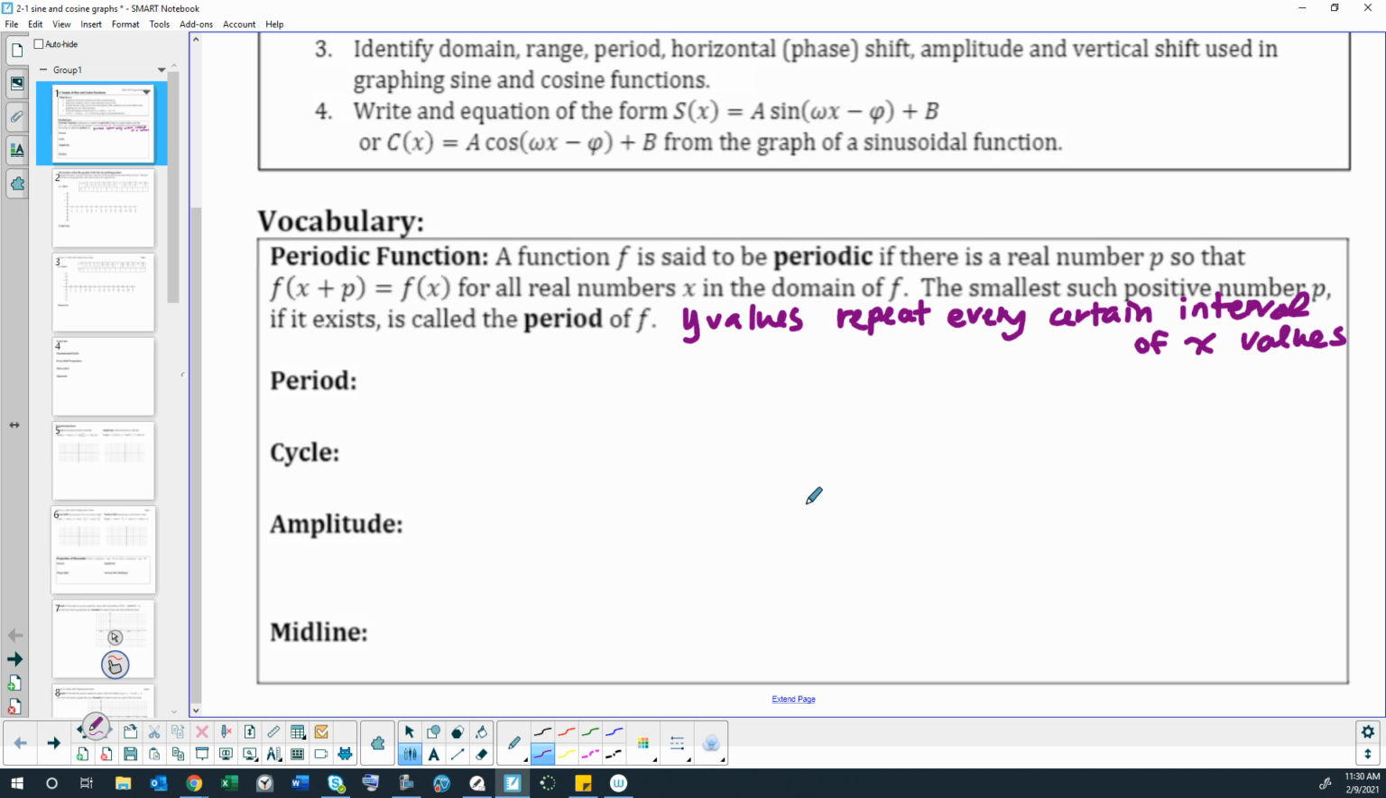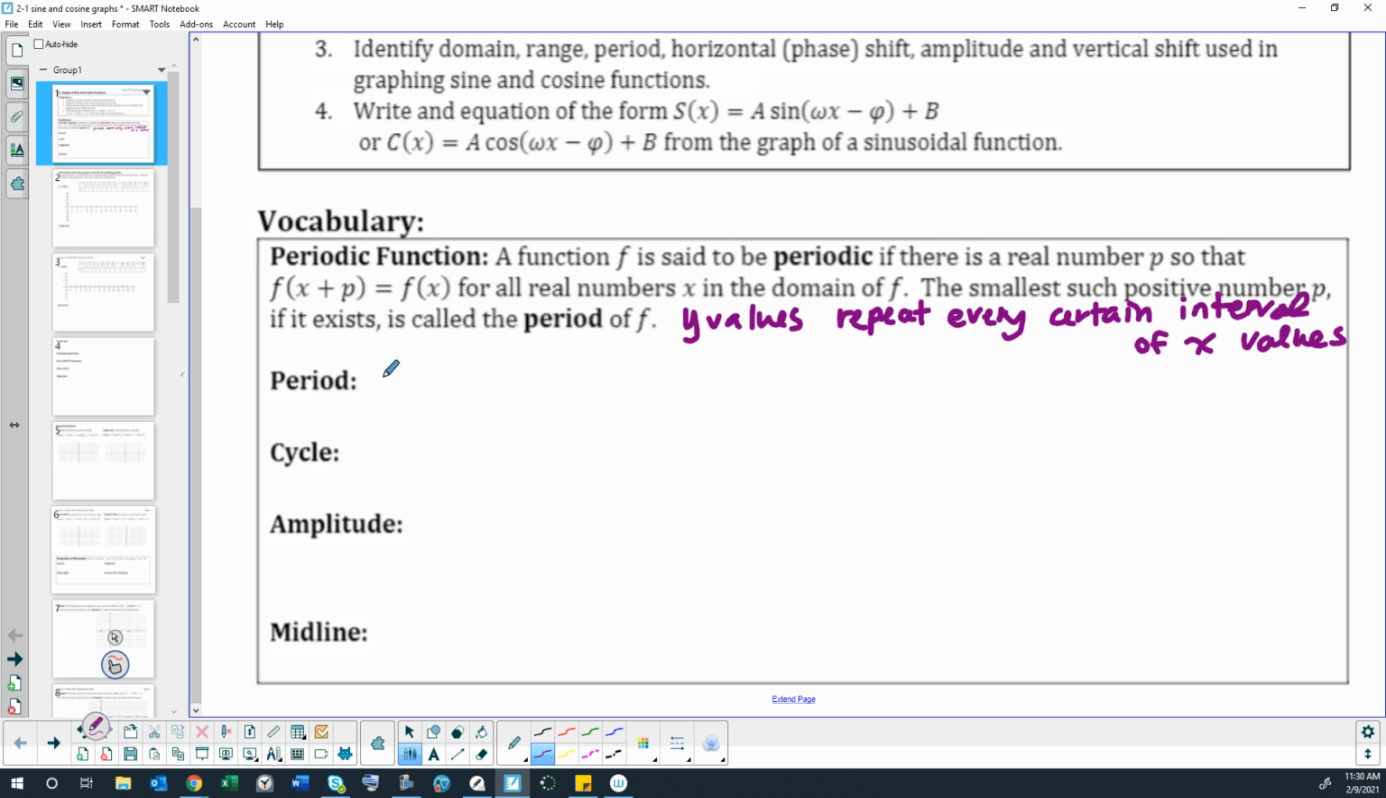Okay, so let's get down some definitions for these. I changed up my notes a little bit, so I'm going to be making these up out of my head as we go.